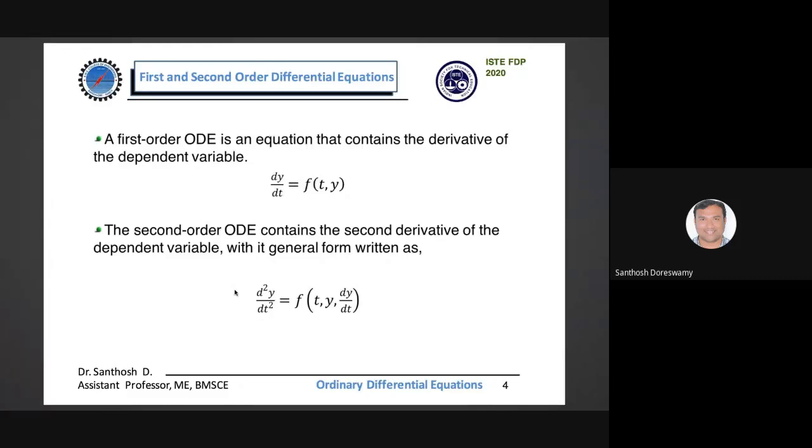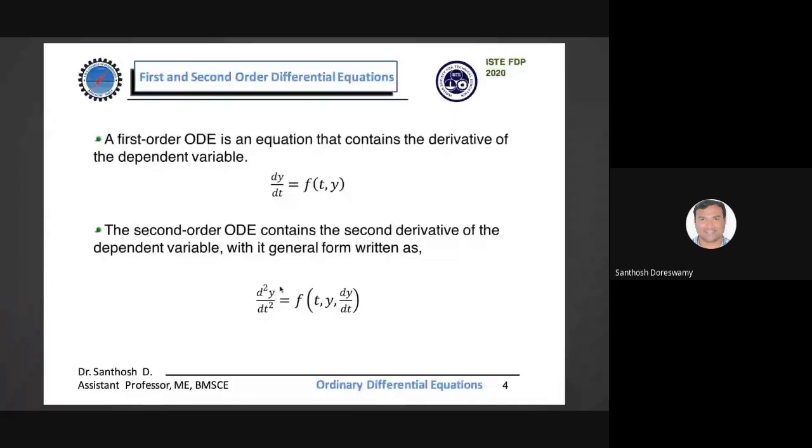In this case, you have a second derivative, so you will call it a second order ordinary differential equation, because you only have y, which is a dependent variable that only depends on time t. So y is only a function of t, so it is an ordinary differential equation, and the order of the differential equation is 2, so it is a second order differential equation.